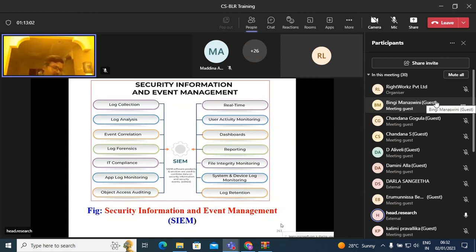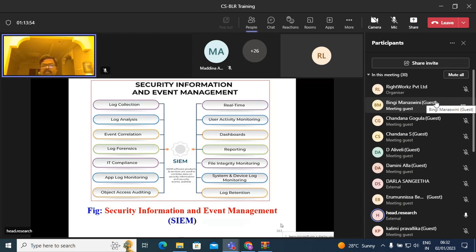Log collection means recording when you entered the laboratory and when you came out of the laboratory. Then log analysis: how many users entered, how many users left. Event correlation: what type of event you are performing similar to others. Log forensics: anybody entering as an intrusion. Then IT compliance, information technology related governance tools and techniques. App log monitoring: who entered our app, and how do you measure that. Object access auditing: what type of auditing you are using at the server level or network level.